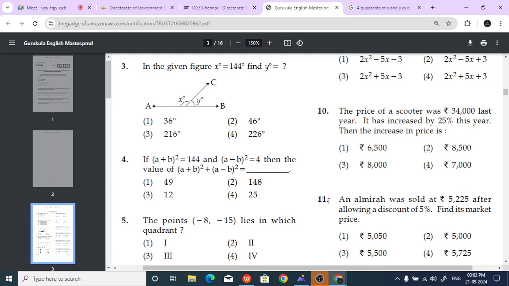5,500. 5% is how much? 5,500, 10% is how much? 10% of 5,500 is 550? Yes, sir. 5% is how much? 275? 10% is 550. 5% is 275, half of it. Yes, yes sir. 225? 225, sorry.